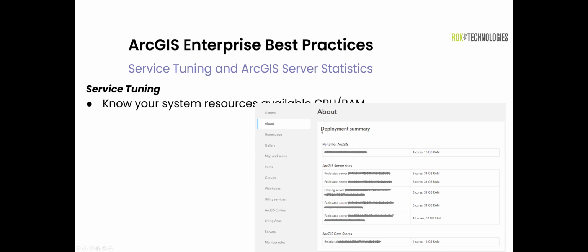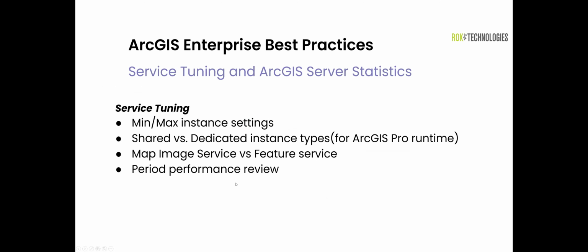With 11.5, there's an About tab that highlights a report essentially of your server sites and available CPU and RAM, which is just a really cool way to summarize your system. I thought it was really cool. I wanted to share that. I didn't share it very well on this slide, so apologize.